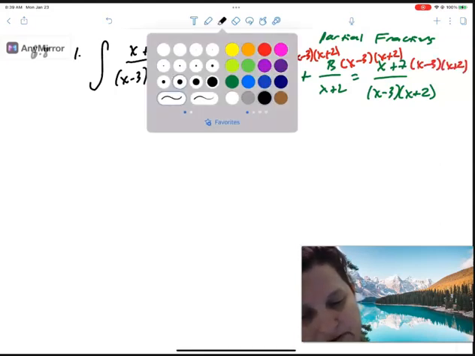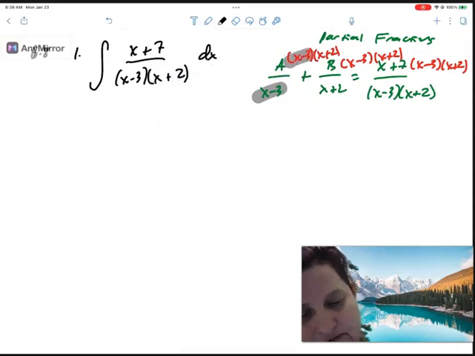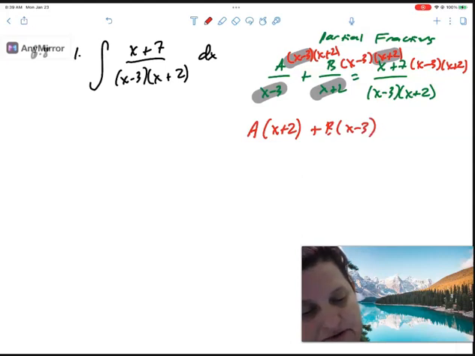Okay, so look at what happens. Right here, the x minus 3's cancel. So I just have A and x plus 2. Right here, the x plus 2's cancel. So I have B and x minus 3. And right here, everything cancels, and I just have x plus 7.